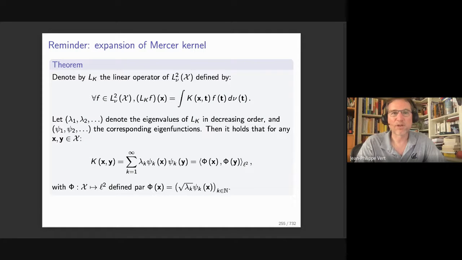All right, so this is what we have seen so far. I will just quickly repeat. We have said that if we have a Mercer kernel, then we can define the operator LK as a convolution of K and F. Then this operator in L2 has eigenvalues, which are the lambda k's, and eigenfunctions, which are the psi k's. And we have seen, this was Mercer's theorem, that k of x, y can be written as phi of x times phi of y, where phi of x is the vector made of the square root of lambda k, psi k of x, where k is an integer.